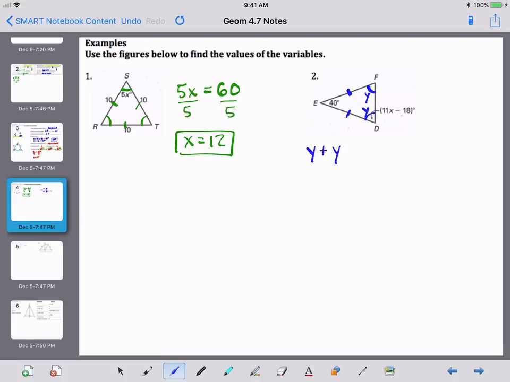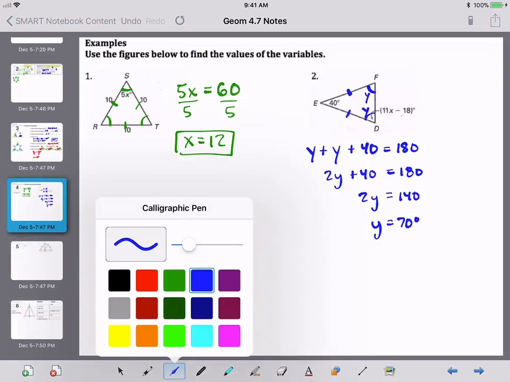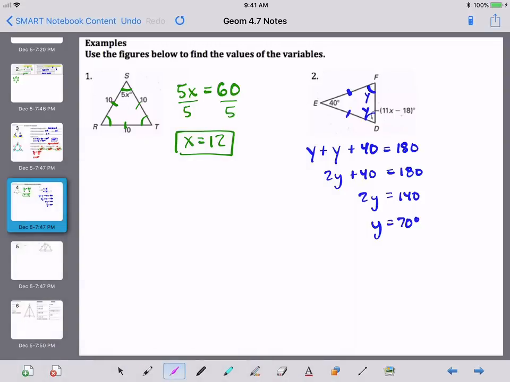So y plus y plus 40 needs to add up to 180, or 2y plus 40 equals 180. If we go ahead and solve this, we'll end up with 2y equals 140. So y is going to end up being 70 degrees. Now I can set up an equation to find x. If y is 70, well, then we can say 11x minus 18 has to equal 70 degrees. Go ahead and solve, and you should end up with x equals 8.